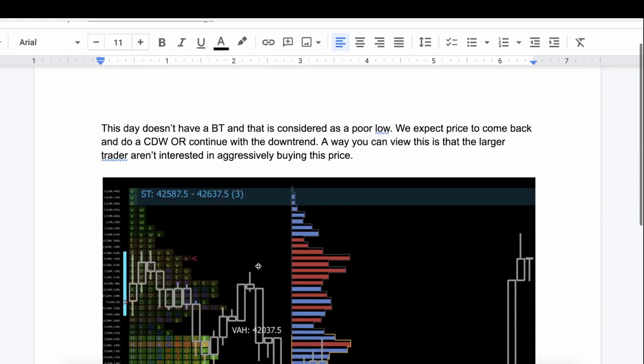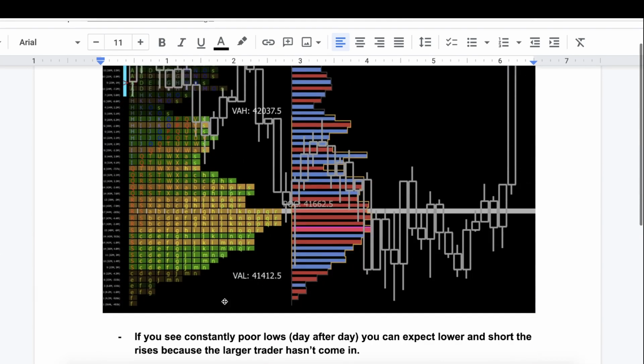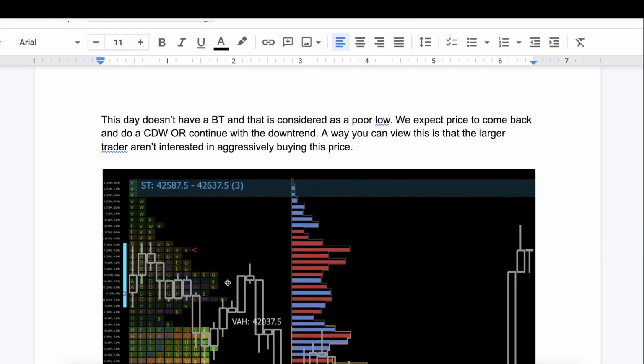if a day, for example, we can see that this picture here, we don't have a buying tail, right? We only have 2 rows of single prints down here, not considered a buying tail. It's considered a poor low.